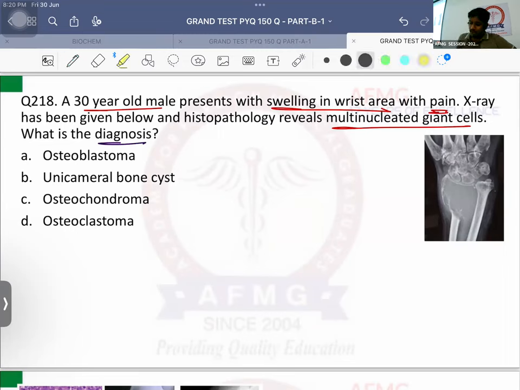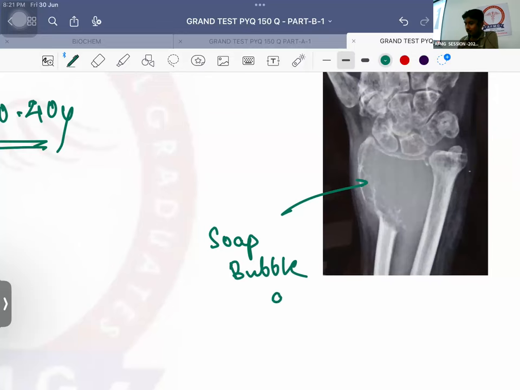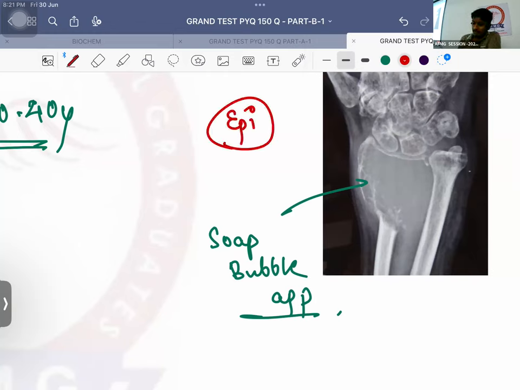So, usually a 20 to 30-year-old male, if they mention 20 to 40, okay, young male, apart from that there is swelling. That is likely suggestive of some cyst or some tumor. X-ray is showing what? X-ray is showing which appearance, anybody? So, bubble appearance usually. It is involving which part of the bone? It is involving the distal radius, but which part of the bone? It is the epiphysis, which is extending up to the metaphysis.